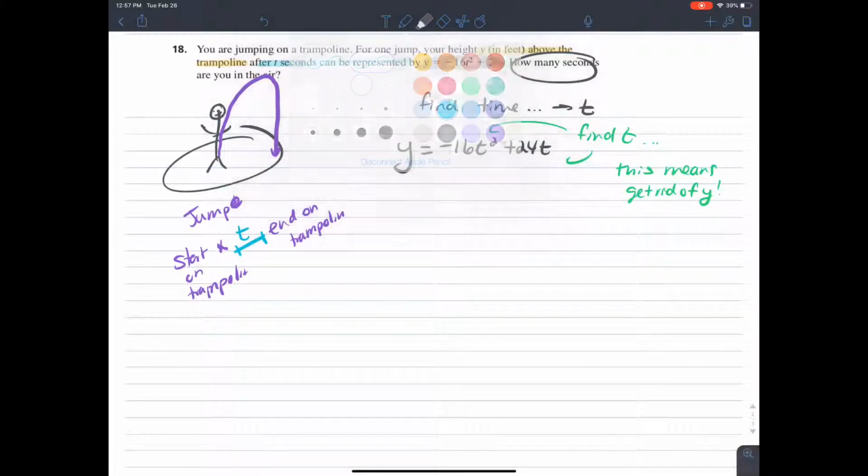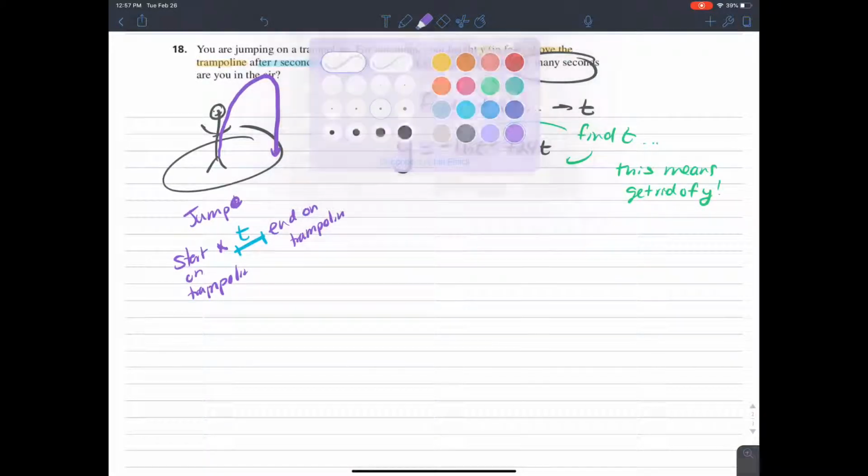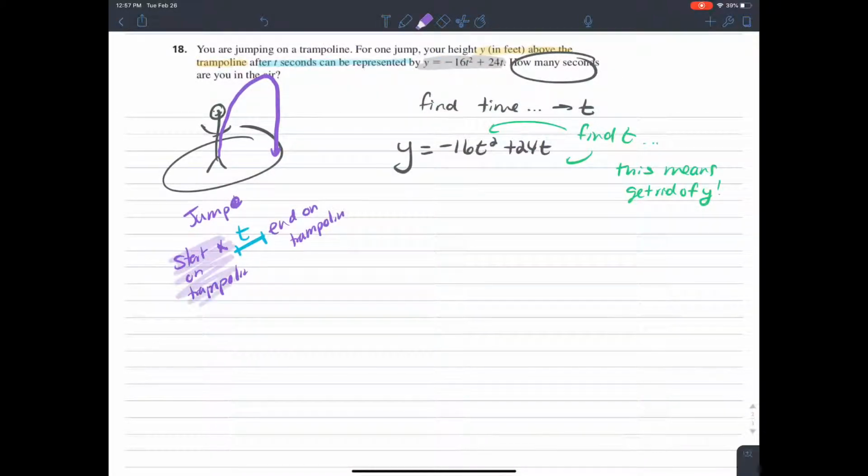What we do know, though, what's really good for us is we can get rid of y, because if I start on the trampoline and I end on the trampoline, I want to measure the time in between that. If I'm on the trampoline, by definition, y is 0, because again, y is how far above the trampoline I am. So if I plug in 0 for y, now this looks like a polynomial equation. It's already equal to 0, so I need to get it into factored form.